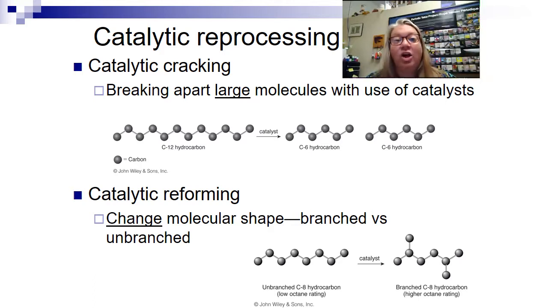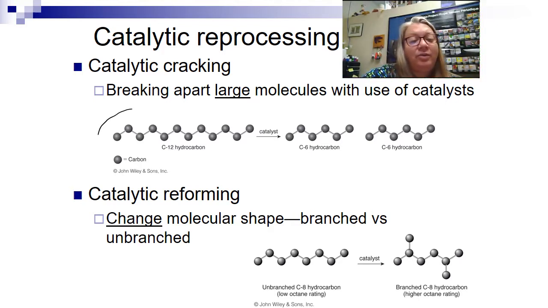Well, you can do something called catalytic cracking. So catalytic means that it uses a catalyst. A catalyst is something that's going to generally speed up a reaction, or it changes the pathway of the reaction, but it can be reused over and over again. So it's not actually part of the reaction. And cracking refers to the idea that we're going to take something large and we're going to crack it into smaller pieces. So we break apart a large molecule with the use of a catalyst.